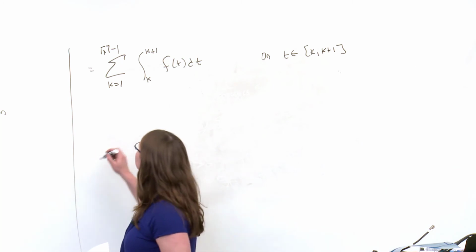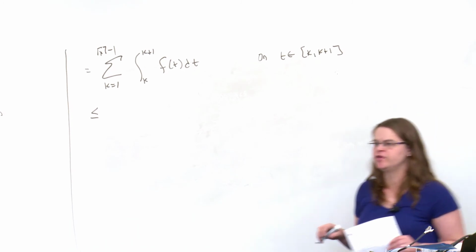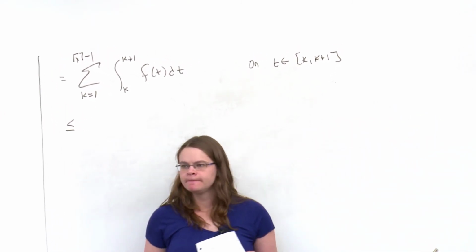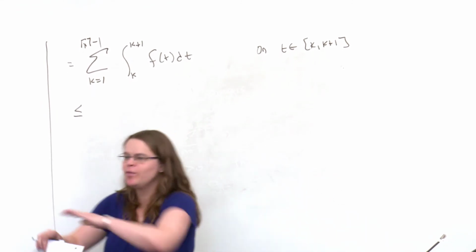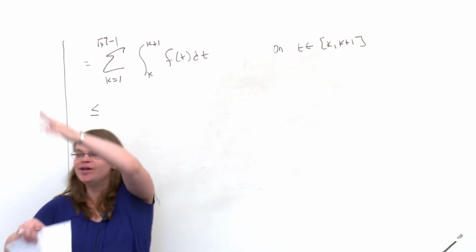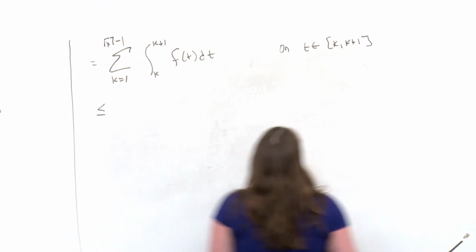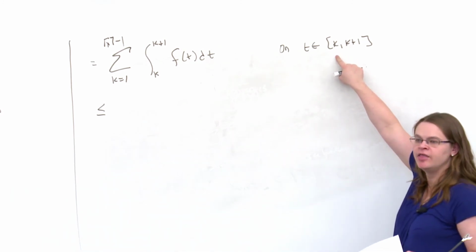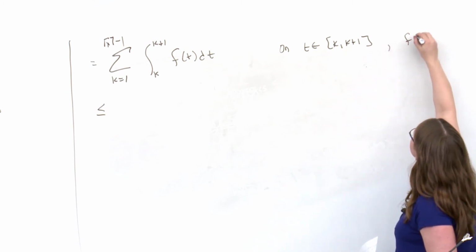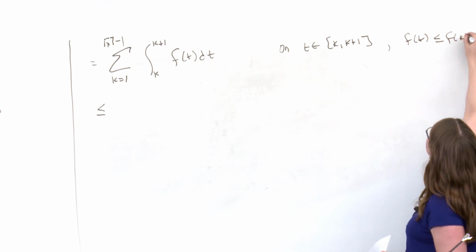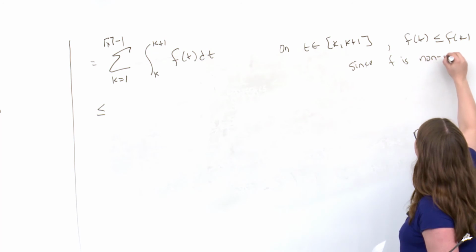So let's just think about this a second. I'm trying to make the inequality go this direction. What do we know about the function f? It's decreasing, right? We better not be integrating an increasing function. We're in trouble. So f is decreasing or not increasing, right? That means it's going to be biggest on the left-hand side. And then as we go to here, it goes down. So on this interval, we're going to have f of t always less than or equal to f of k, since f is non-increasing.